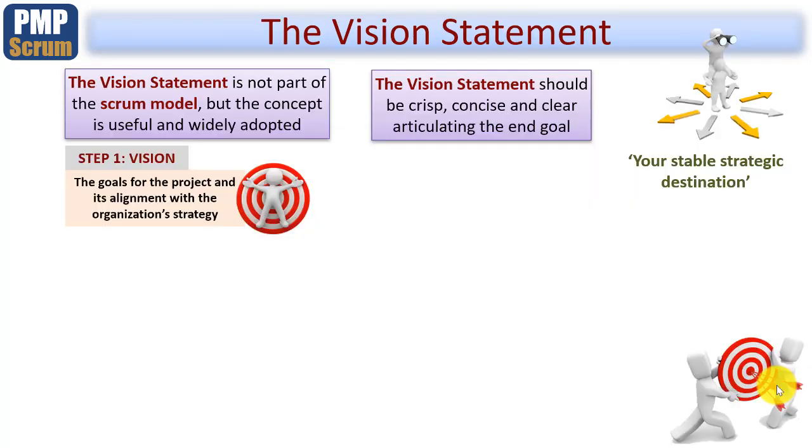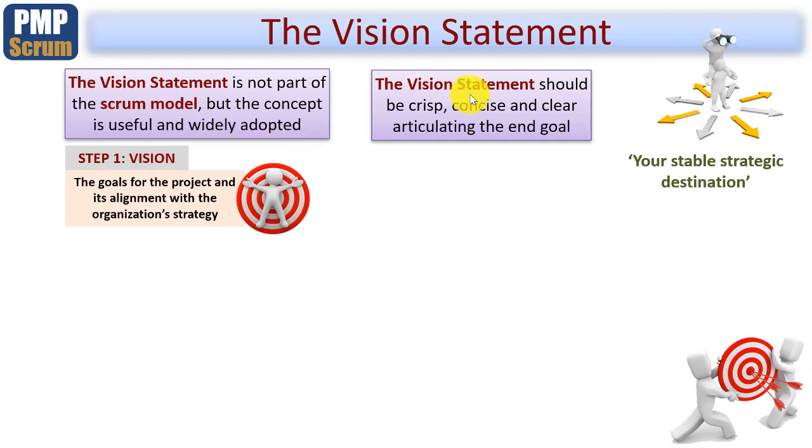So let's check out the vision to start with. Called the vision statement, or just the vision. What it represents is your stable strategic destination, a vision of the future, if you will. So the vision statement is not part of the basic Scrum model, but the concept is useful, and frankly, out there in the real world of Agile, it's widely used and adopted.